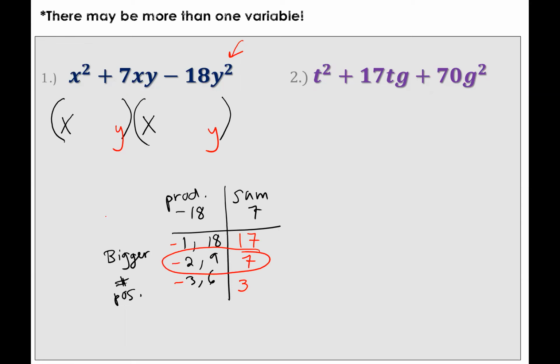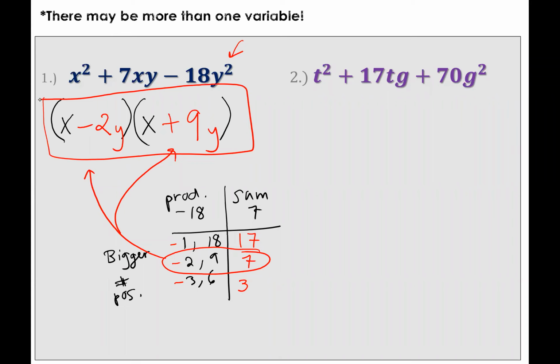So here's what I do. I go right back and I fill in those two numbers right next to the y. So my answer will be x minus 2y and then x plus 9y. And that will be my final answer. X minus 2y, x plus 9y.